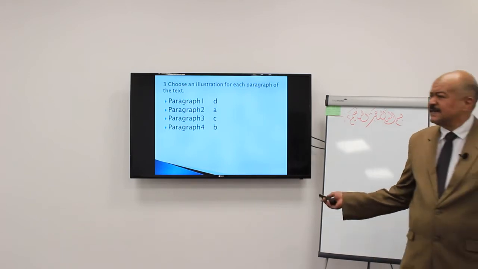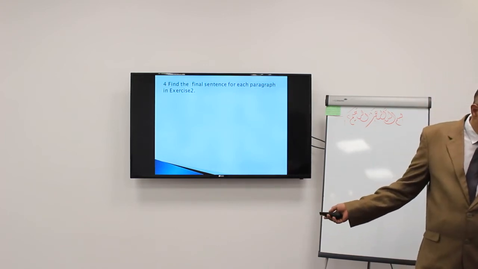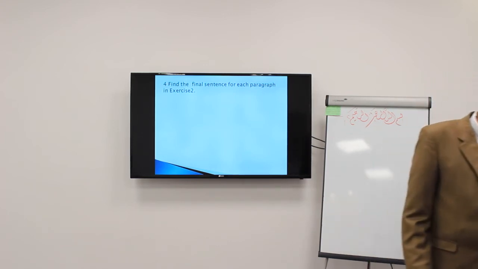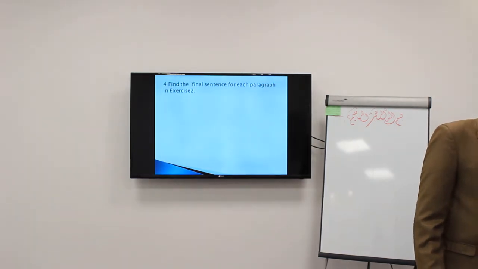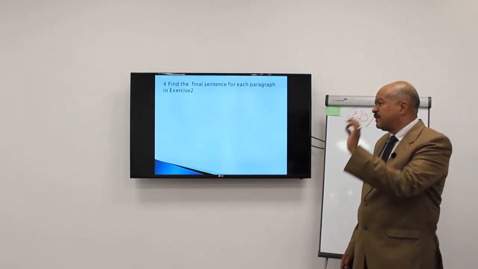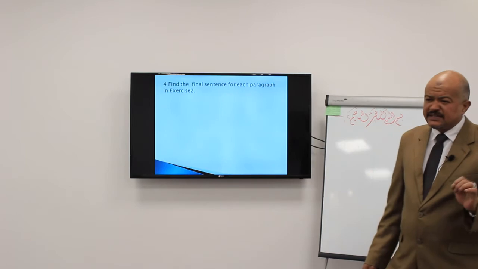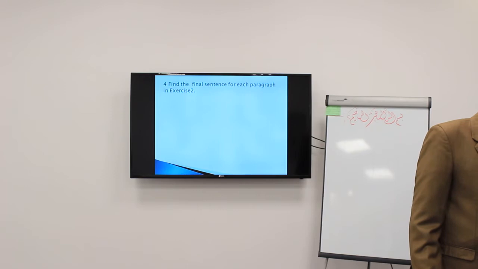Now we're going to practice listening. Oh, I'm sorry. Still, there is another task related to the text, or the 4 paragraphs. Find the final sentence for each paragraph in exercise number 2. There are 4 sentences to complete each paragraph. There is 1 remaining sentence. So, can you find the final sentence that suits or goes with which paragraph?